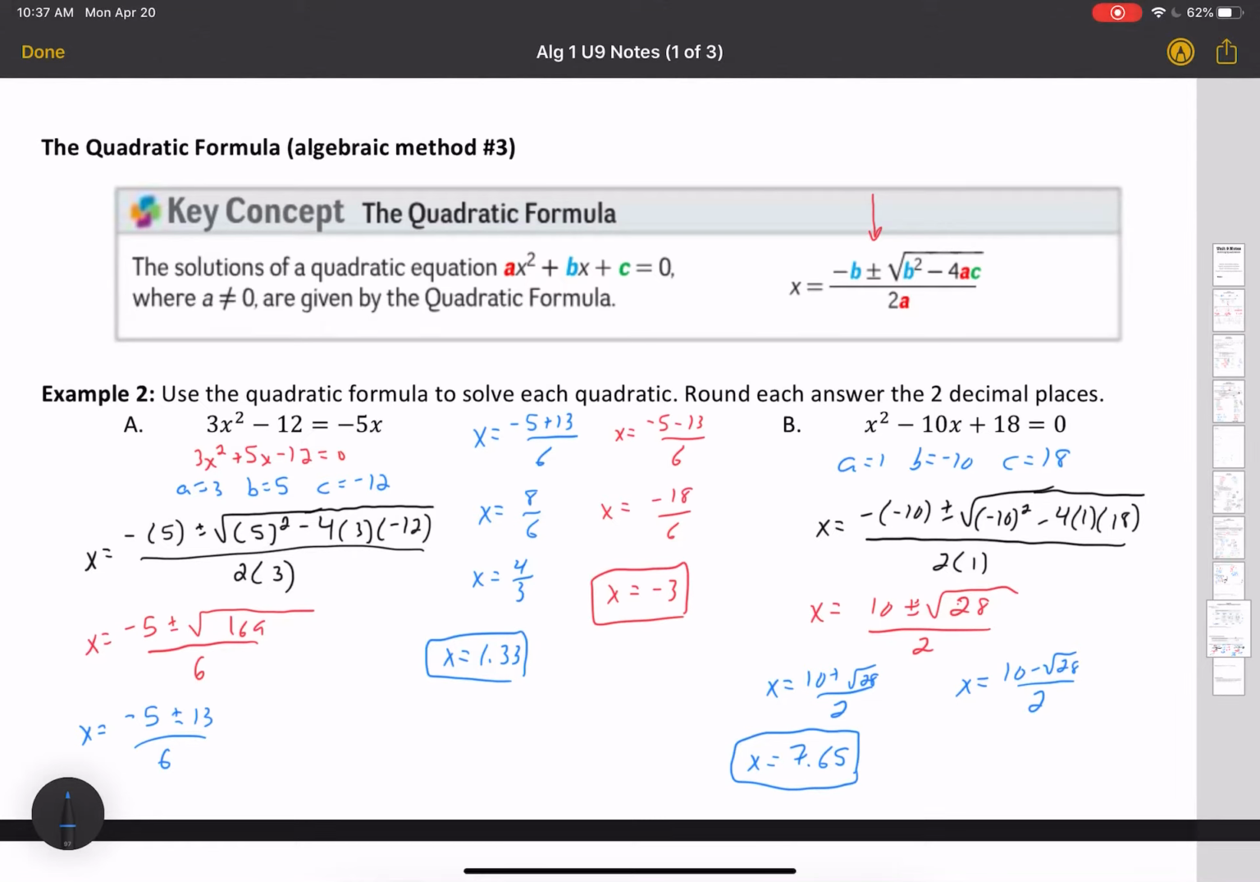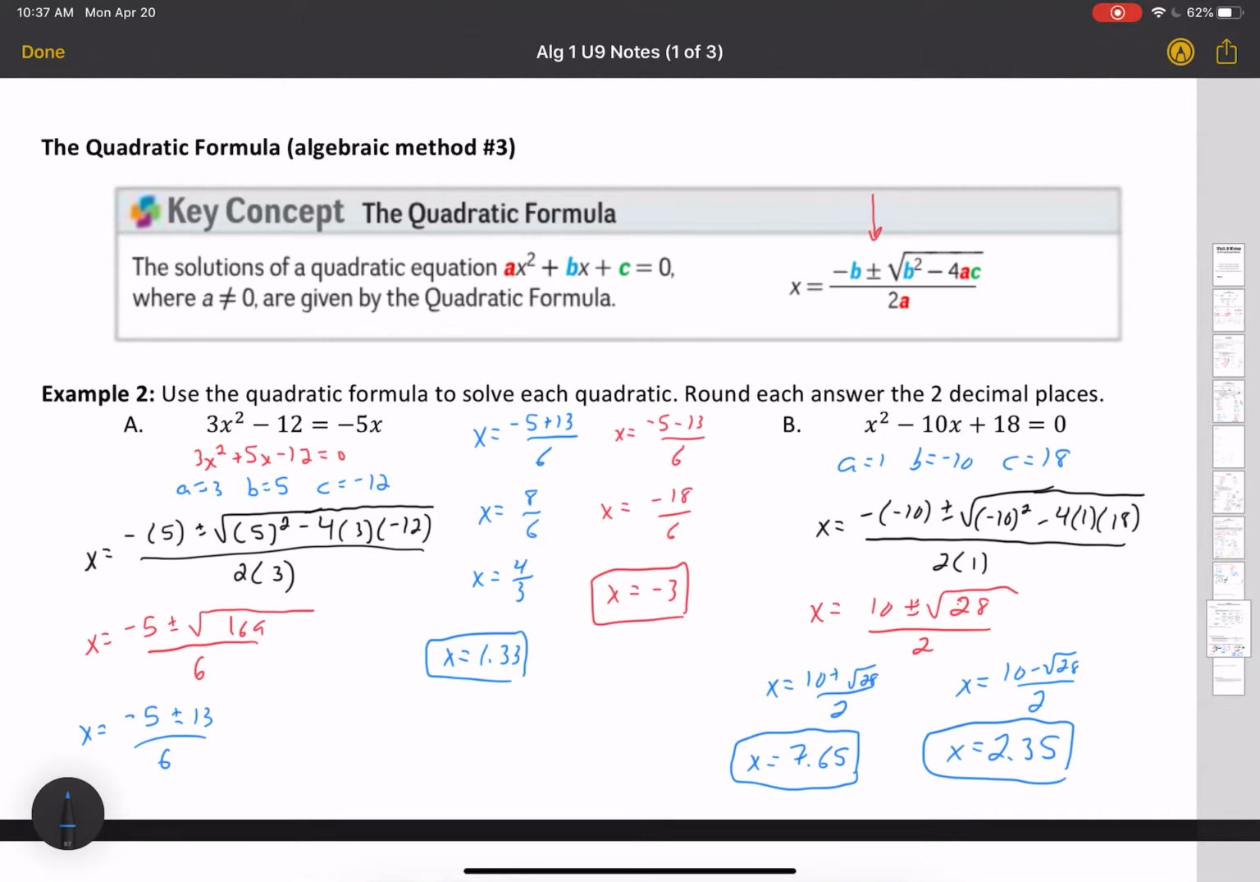And I've got 10 minus square root of 28. Figure out what that is. Then I'm going to divide that by 2. And I'm going to get x equals 2.35. Okay? So those were not nice numbers, which means that this quadratic was not factorable.